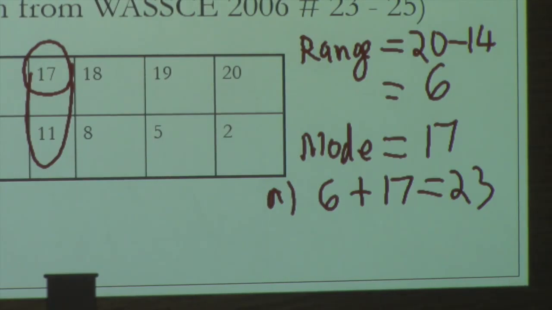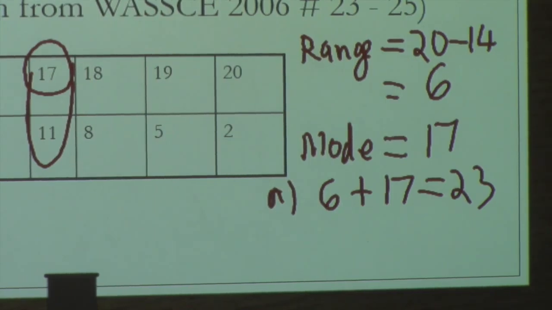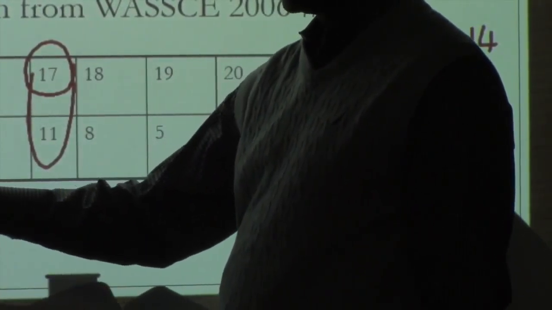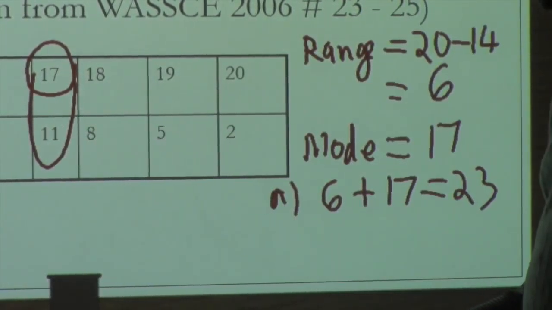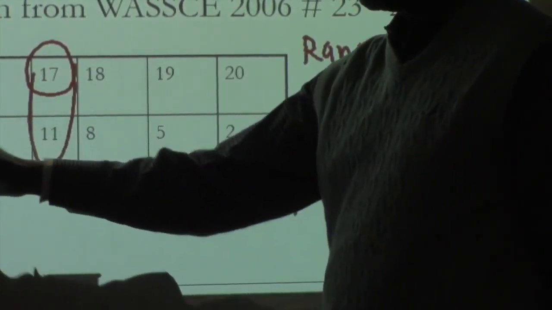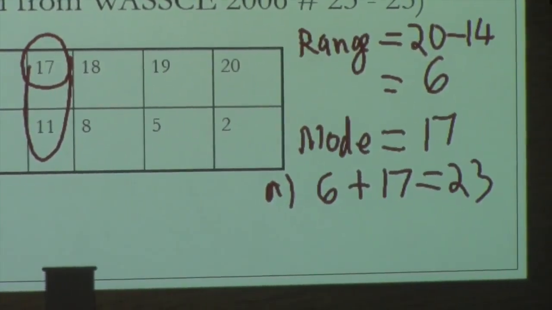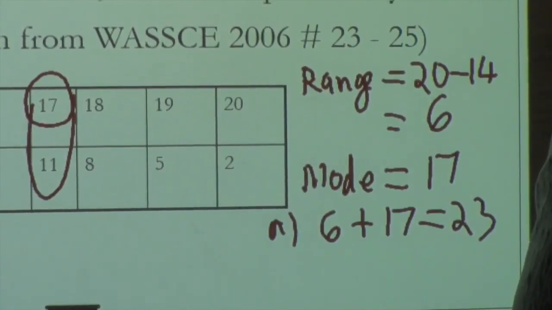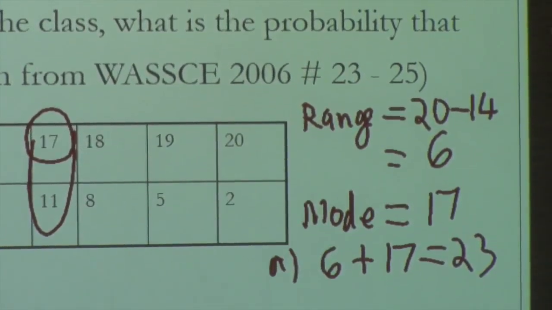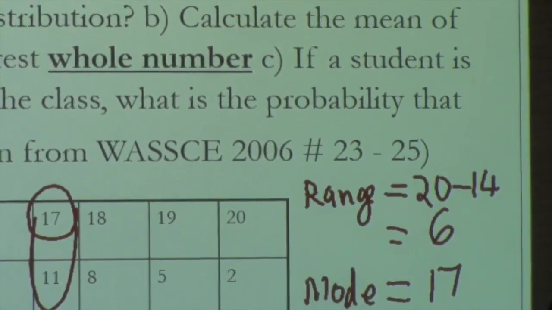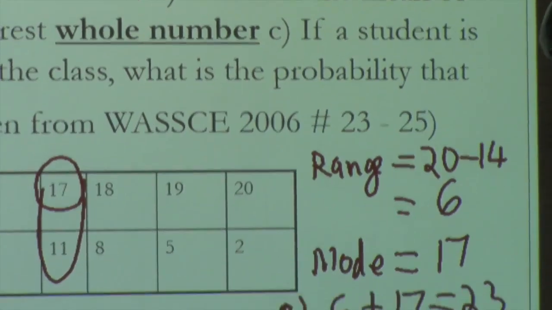Then in part B, they want us to calculate the mean of this distribution. To calculate the mean, we will use the formula, multiplying each data element by its frequency, and then dividing by the total frequency. The total frequency here: if we add 2 plus 5 is 7. 7 plus 7 is 14. 14 plus 11, that will be 25. Plus 8, that will be 33. Plus 5, that will be 38. Plus 2, that will be 40. So that is the sum of the frequencies.